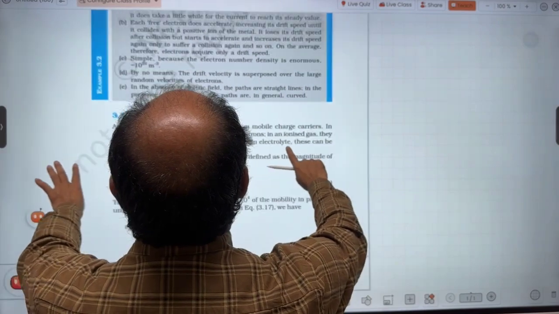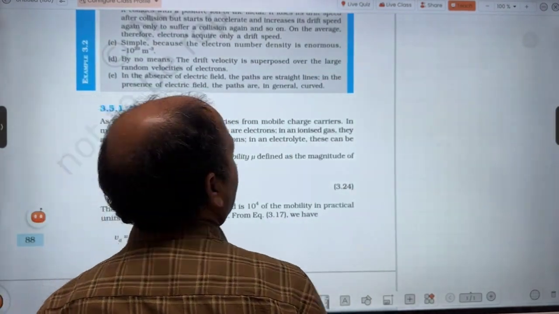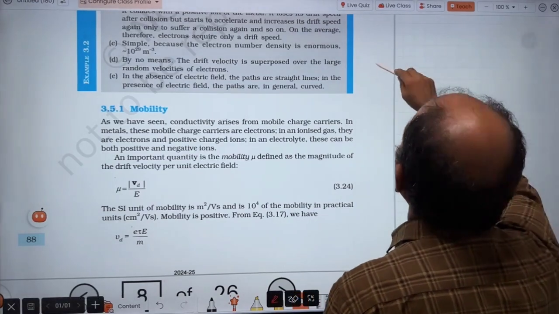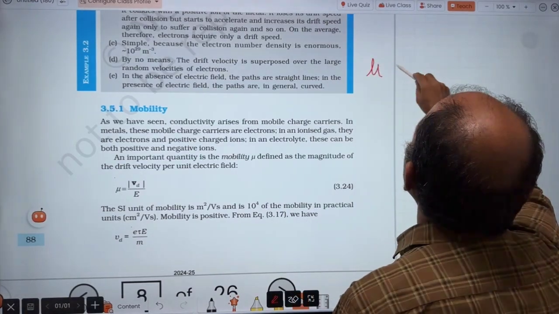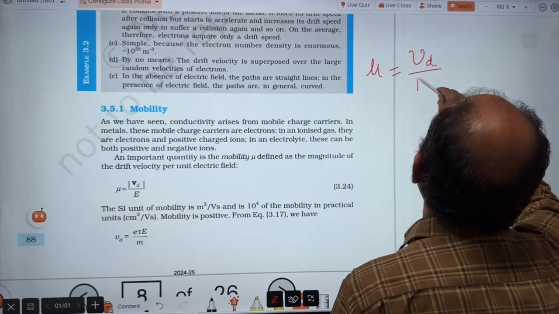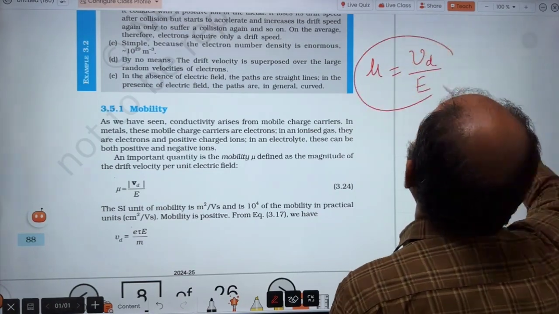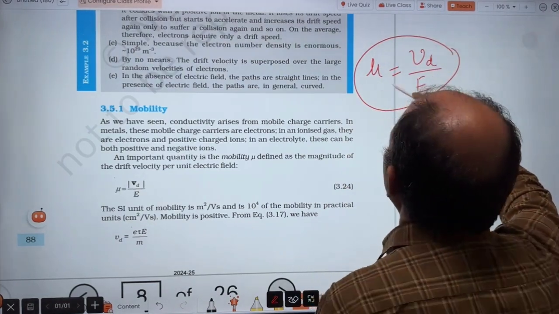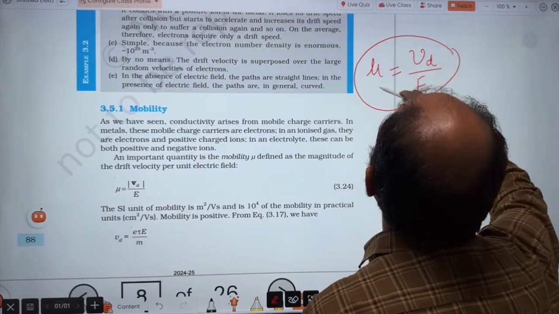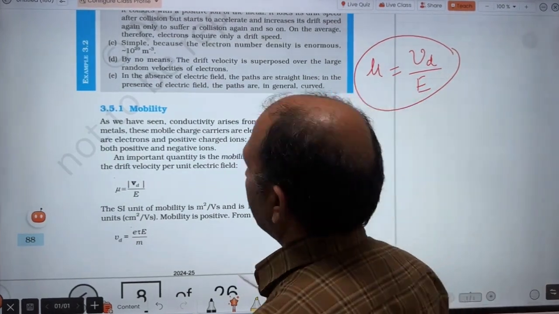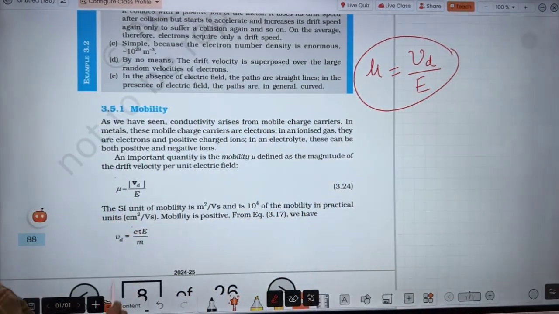Now we are going to define another important term that is called mobility. So what is mobility? If we denote it as mu, drift velocity per unit electric field is mobility. So we can consider mu for holes and mu for electrons. These concepts we will deal with in the next chapter, in case of semiconductors. So here we just have to consider the basics.